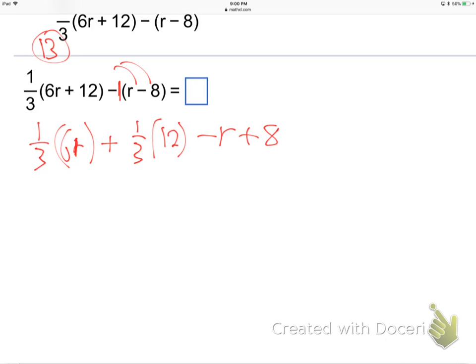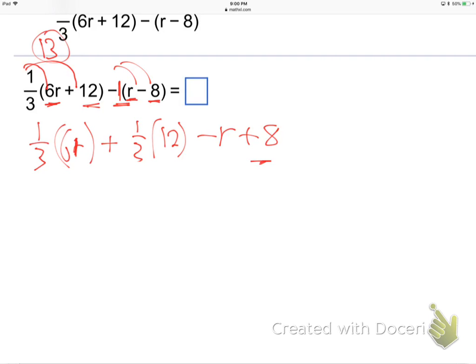So you see what I'm doing? Anything in front of a parenthesis distributes, like passes itself out to everybody. Like I'm going to do with the test in 2 weeks, right? That 1/3 goes boom and boom, right there in front of the 6R, in front of the 12. Good first step. And then same thing here. This minus 1 hits the R, hits the minus 8, makes it plus 8.